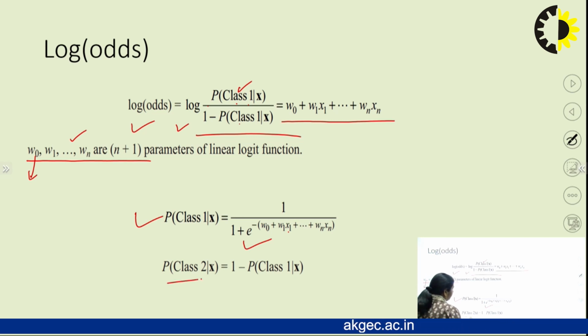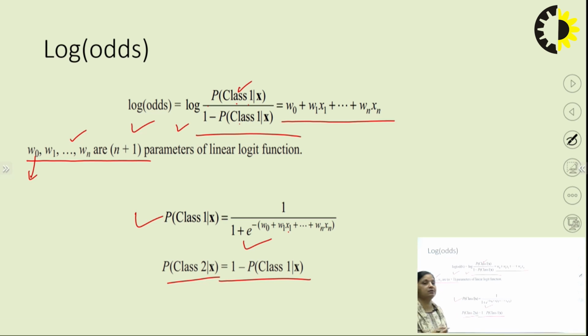So what is the probability of class 2? If we have two classes, class 1 and class 2, what is the probability that x is given and we have class 2 as the class? That is 1 minus the probability of its belonging to class 1. So this is logistic regression. This way we can apply linear regression for classification purposes. So this is our logistic regression.